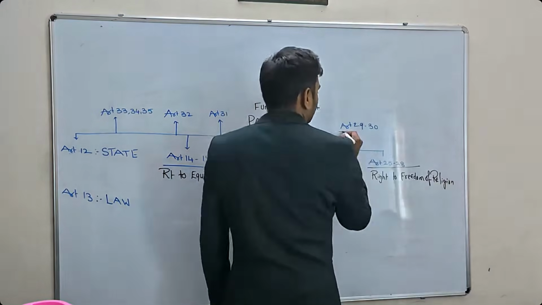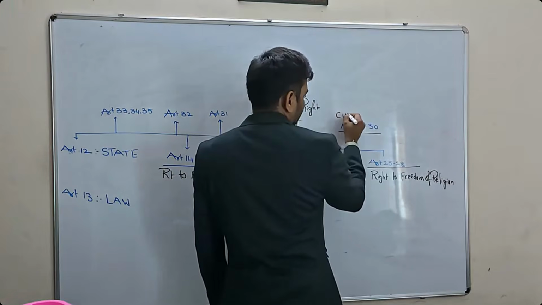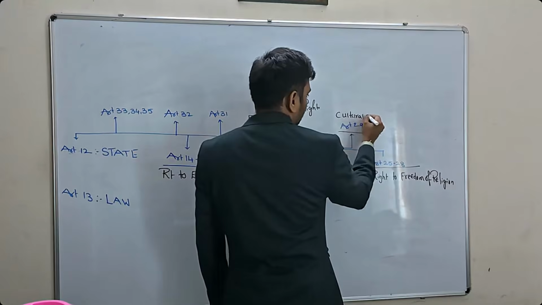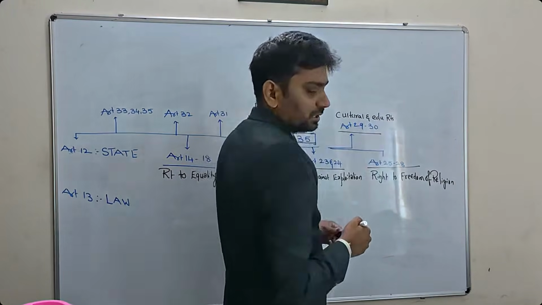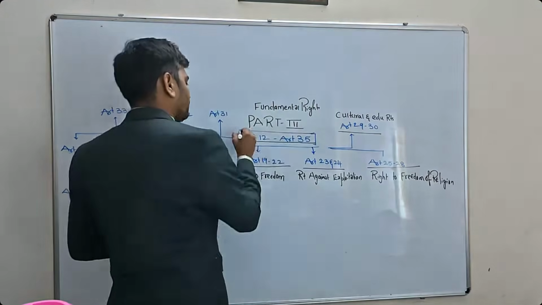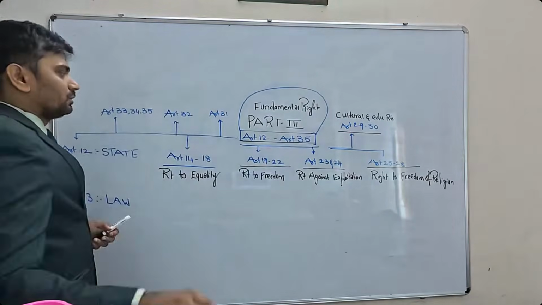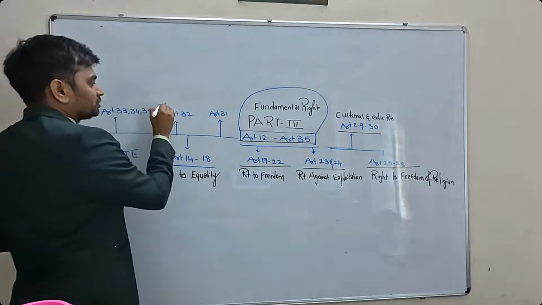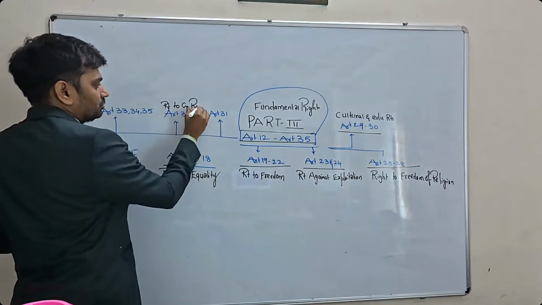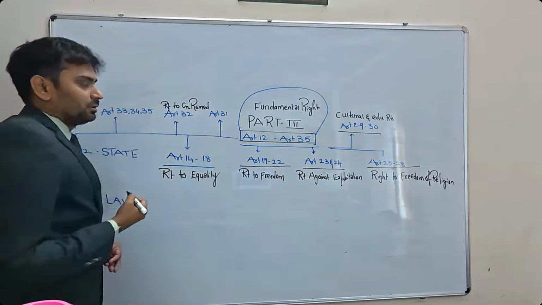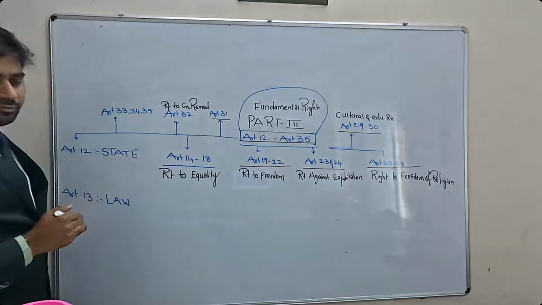And then Article 29 to 30, cultural and educational rights. They speak about cultural and educational rights. And then we have Article 32, right to constitutional remedies. Article 31, Article 33, 34, 35.